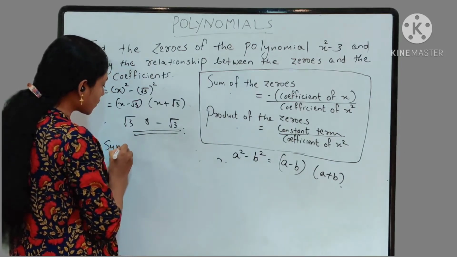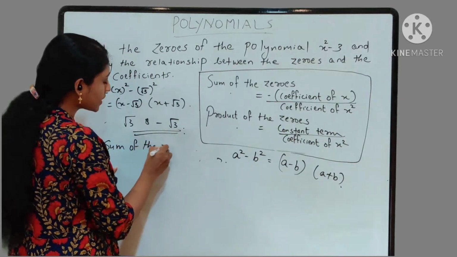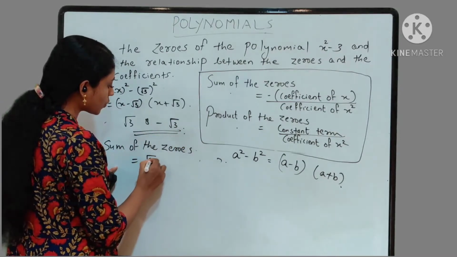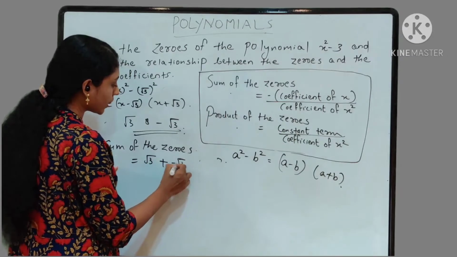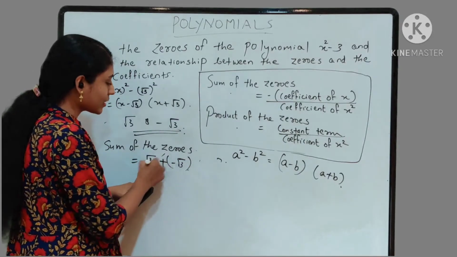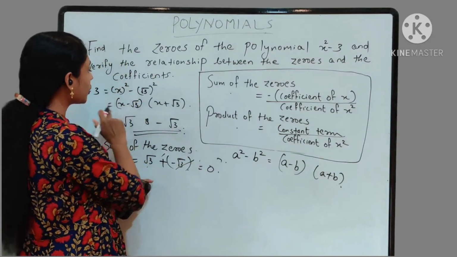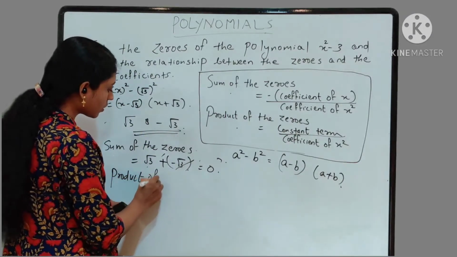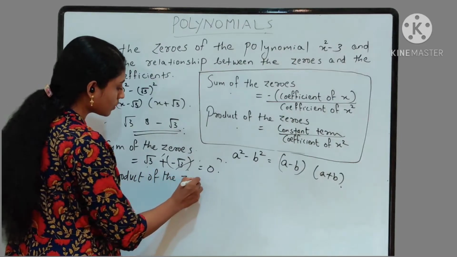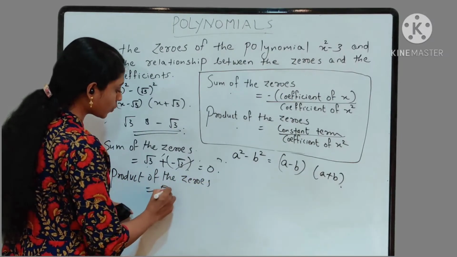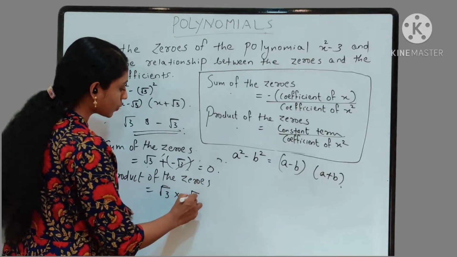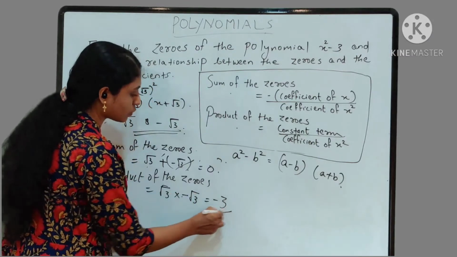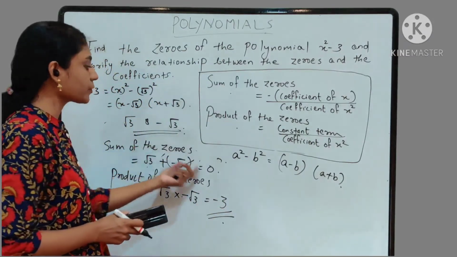So, the sum of the zeros is equal to, the zeros we got are plus root 3 and minus root 3. So, the sum of the zeros means root 3 plus minus root 3. It gets cancelled and is equal to 0. And what about the product of the zeros? The product of the zeros is equal to plus root 3 into minus root 3. Root 3 into root 3 is 3, and this minus. So minus 3 is the product of the zeros and the sum of the zeros is 0.